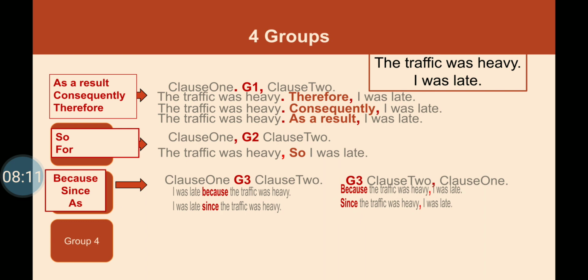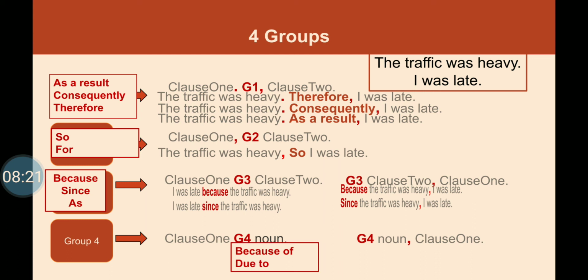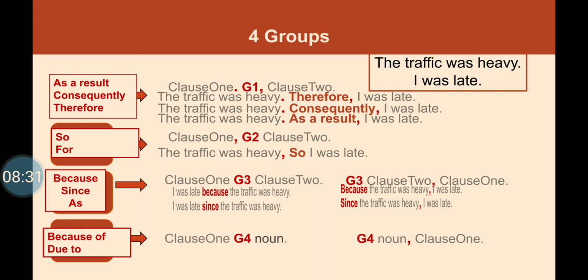Let's go to the last group, group number 4. That's the structure. And what are the words that belong to group number 4? They are also cause and effect words. It's because of and due to. And we have other words. You have also as a consequence of, as a result of, thanks to. All of these phrases belong to group number 4.